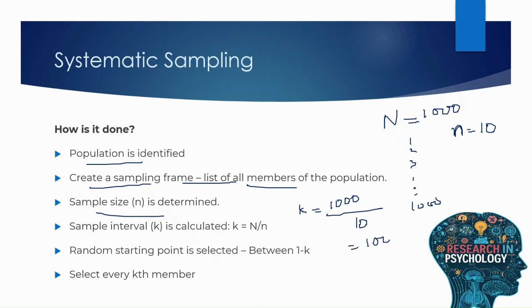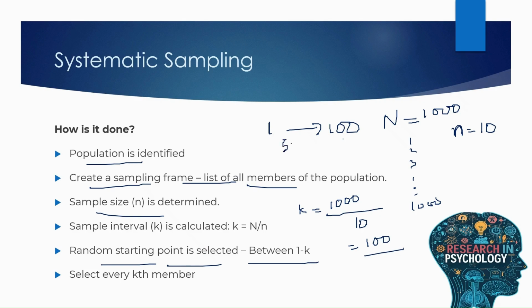So I get 100, which means I can choose every 100th person. But where do I start from? The random starting point is selected between 1 to k, right? Which means my k is 100. So I am going to select my starting point from 1 to 100. So in my list, from 1 to 100, I will choose a random starting point.